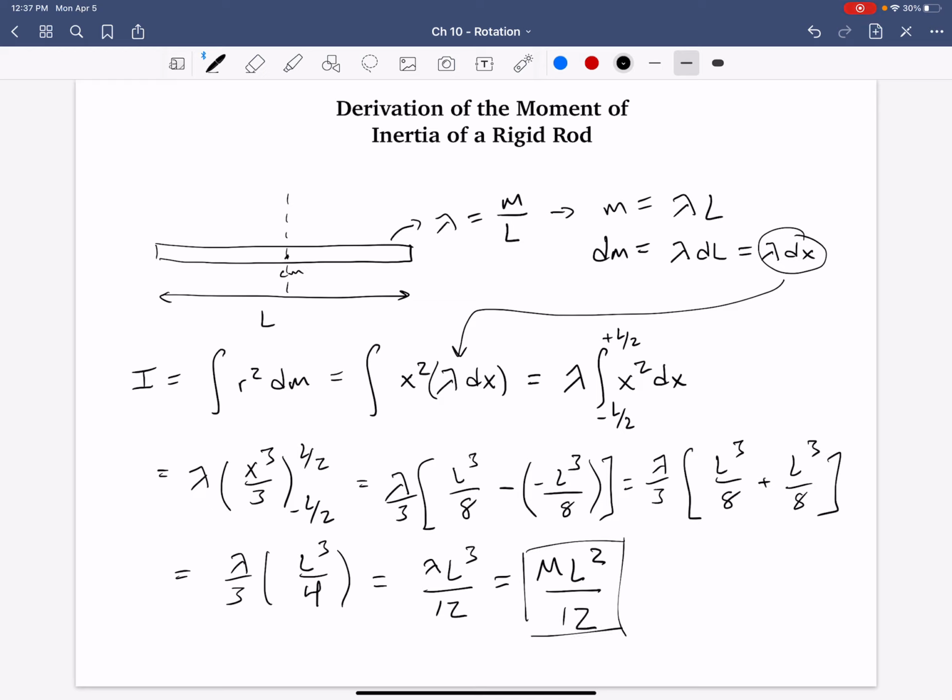And that's just what that table in your textbook or in one of my previous videos says for the moment of inertia about the center of mass of a rigid rod of uniform mass density, right? This is a very low fraction. 1 over 12 is relatively small. So that means that rotating this rod about its center of mass in the middle is pretty easy to do, right? So that's the derivation. Thanks for watching.